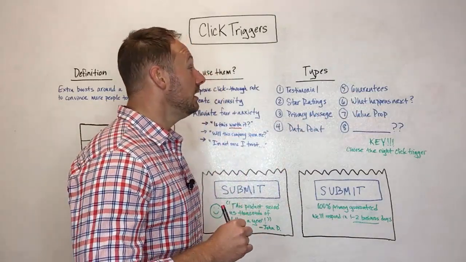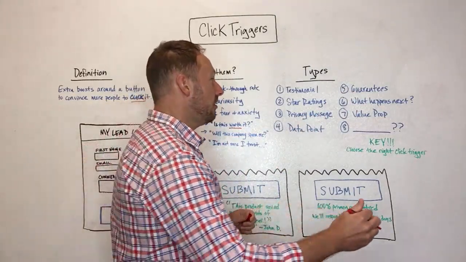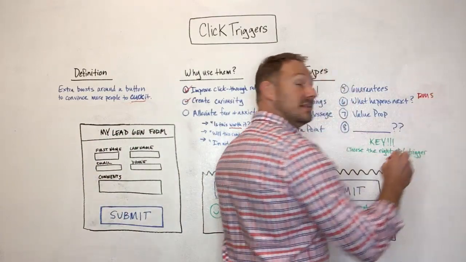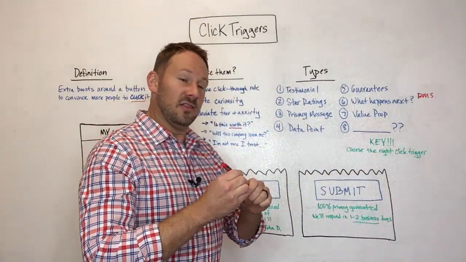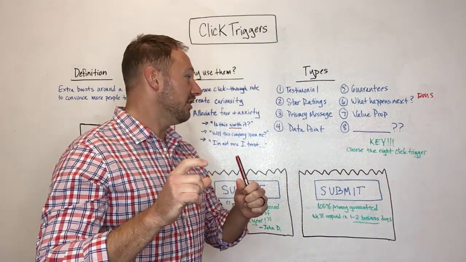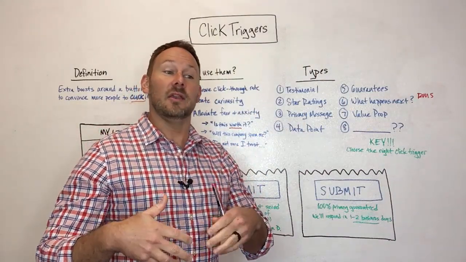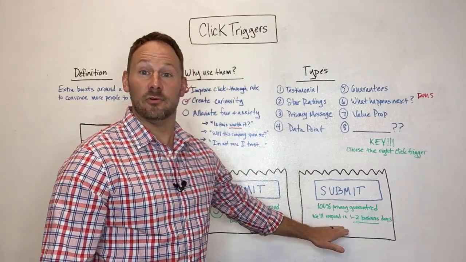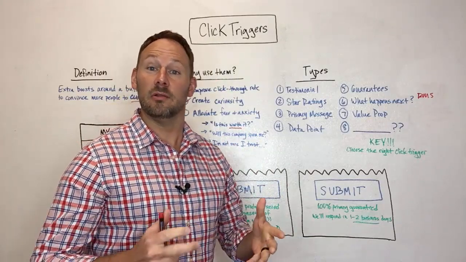Guarantees are really good. What happens next? So Joanna calls this a risk minimizing snippet. So this could be just a small little verbiage that makes people feel like they know what's going to come next after they click that button. I've got an actual really great example here to show you what that looks like.